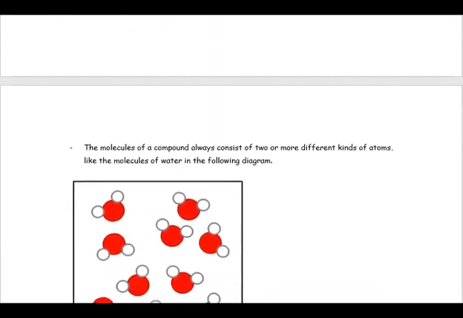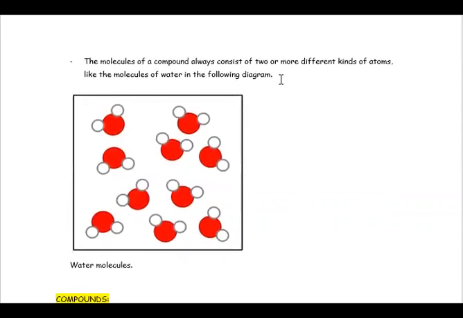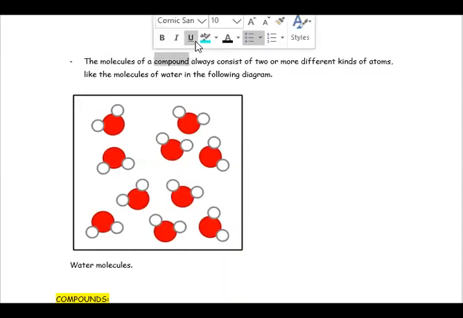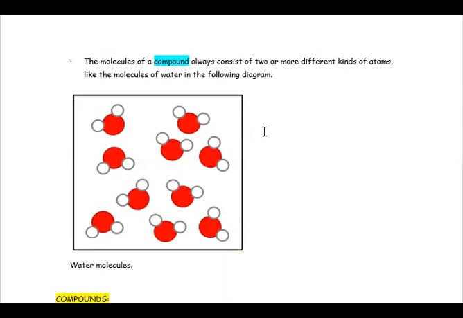Okay. The molecules of a compound always consist of 2 or more different kinds of atoms, like the molecules of water in the following diagram. So notice that I'm using the word compound here, right? The molecules of a compound. So if I take, for example, water, water is made out of hydrogen and oxygen atoms, right? So these small guys at the top are going to be hydrogen, because we know hydrogen has a smaller atomic number, so they look smaller, and oxygen is going to be in the middle, right?